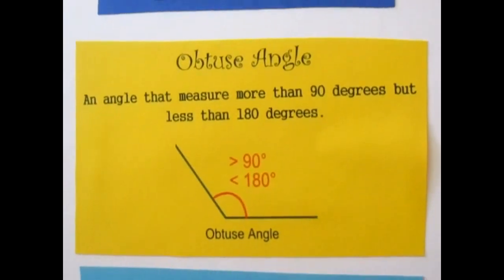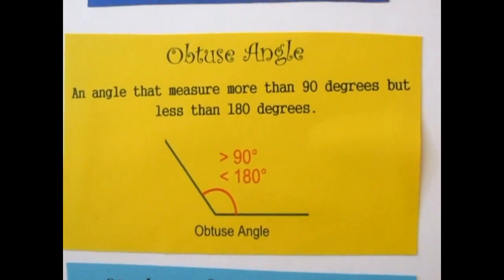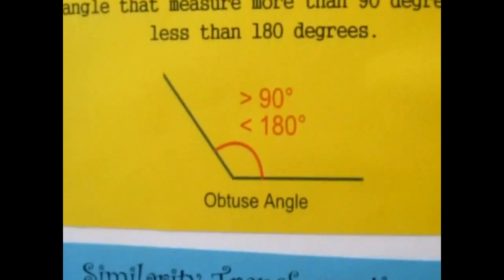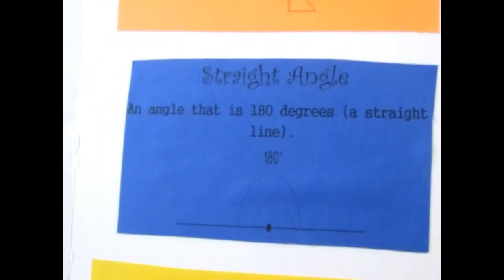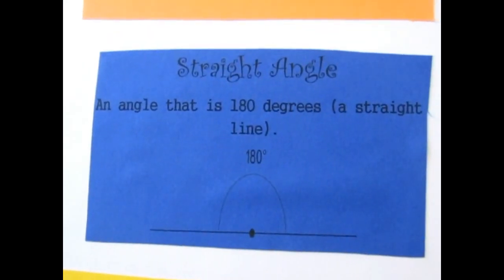Obtuse angle. An angle that measures more than 90 degrees but is less than 180 degrees. That would be an example of an obtuse angle. Straight angle. An angle that is 180 degrees, which is a straight line.